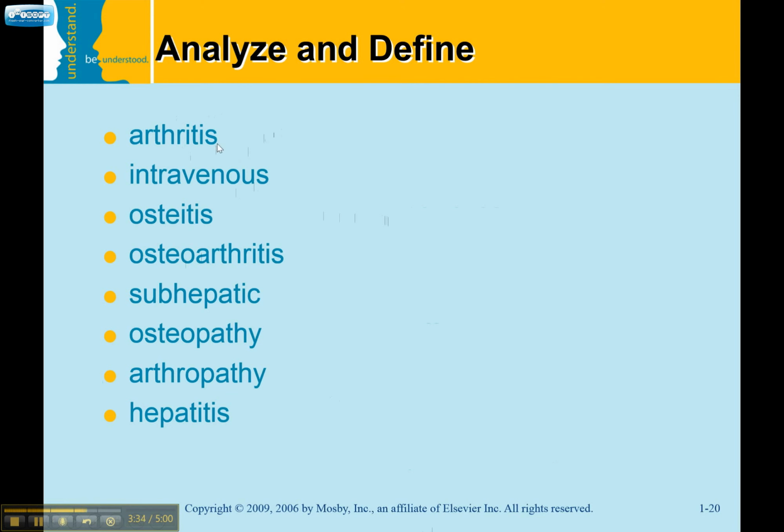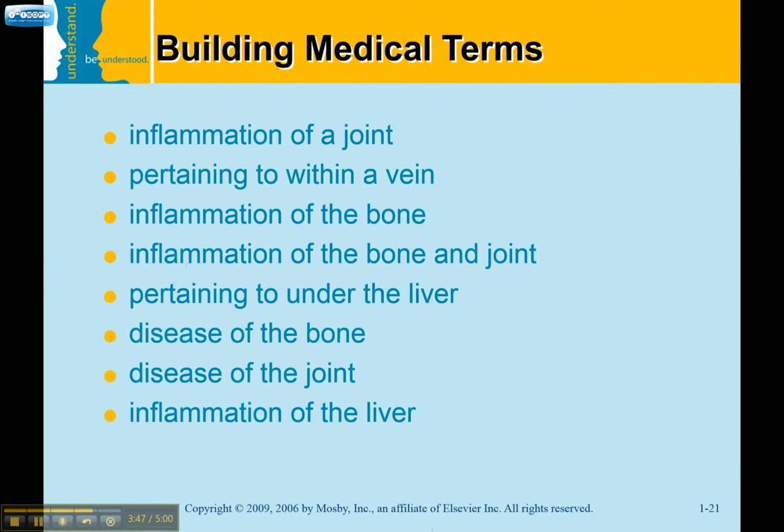Itis, I-T-I-S, is inflammation. Learn that today. Right now, you're going to see it over and over and over again. Ic is pertaining to. Pathy is disease. So those are ones that you're going to see over and over and over again.